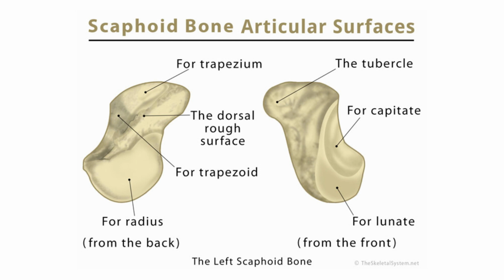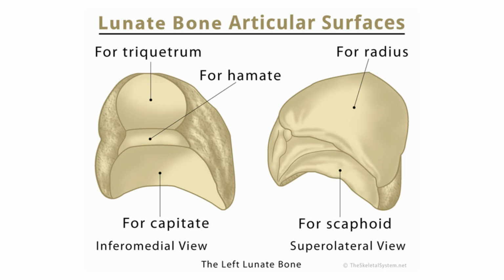So the scaphoid bone. How will we identify the scaphoid bone? The tubercle is directed laterally, forward and downward. The lunate bone: a small semilunar articular surface for the scaphoid is on the lateral side, and a quadrilateral articular surface for the triquetral is on the medial side. Two facets you can see in this bone.